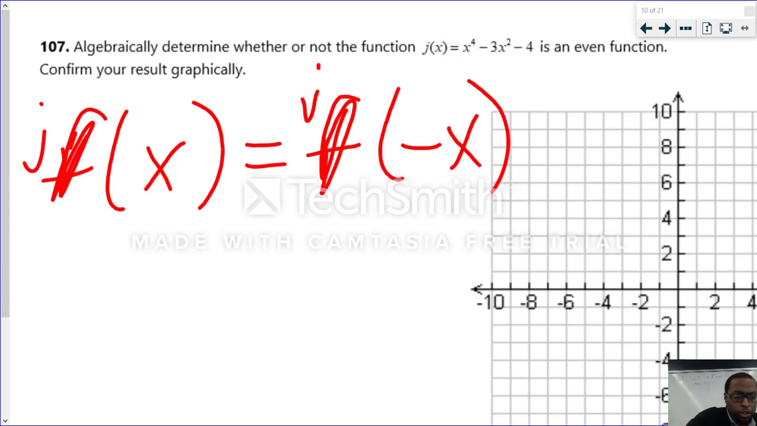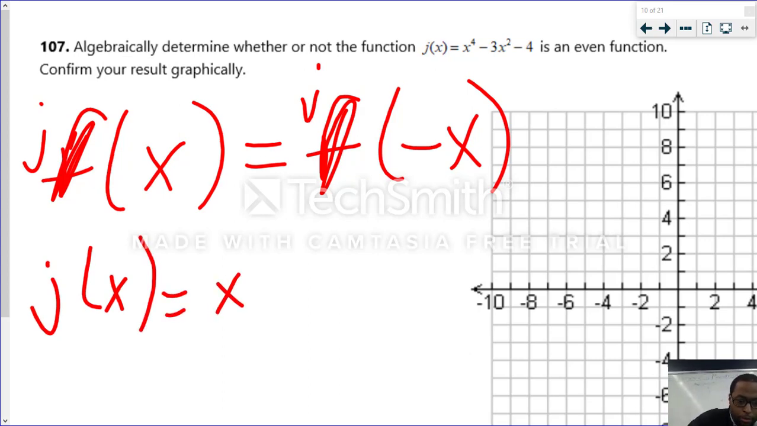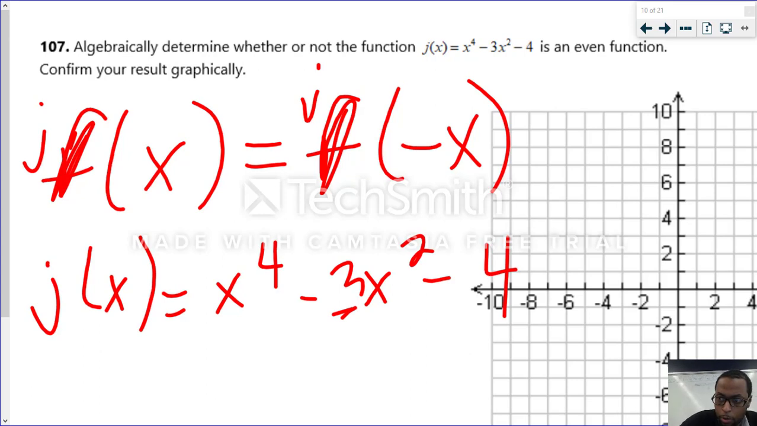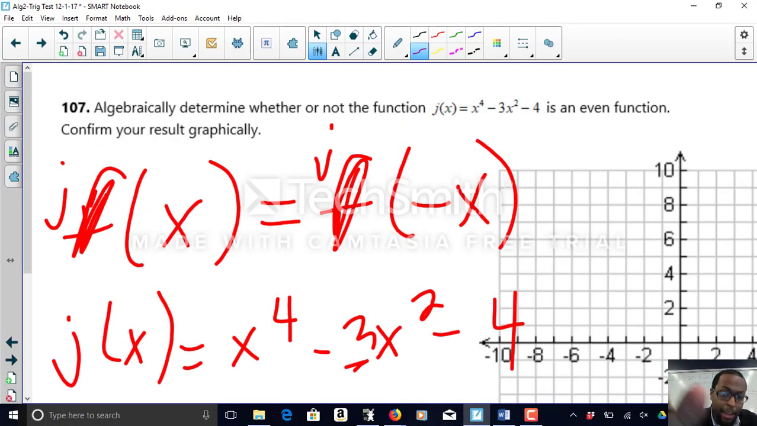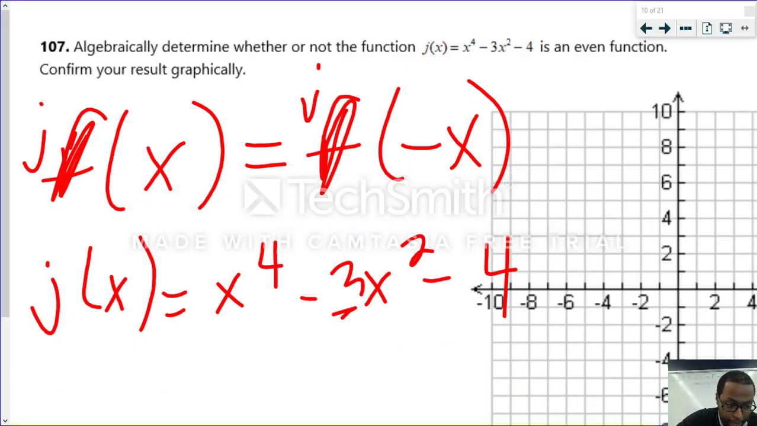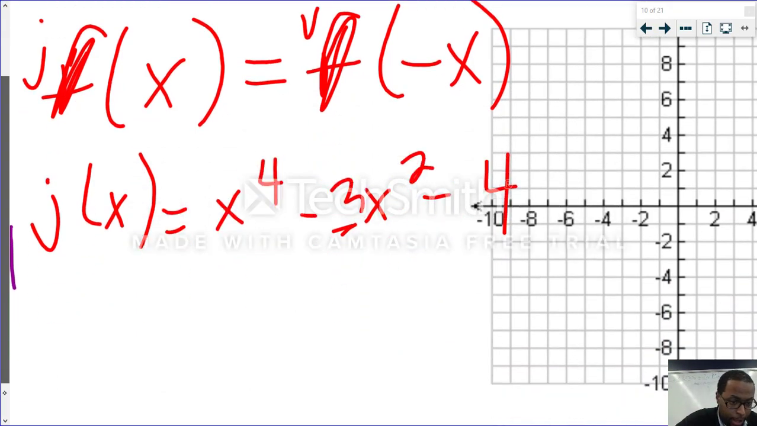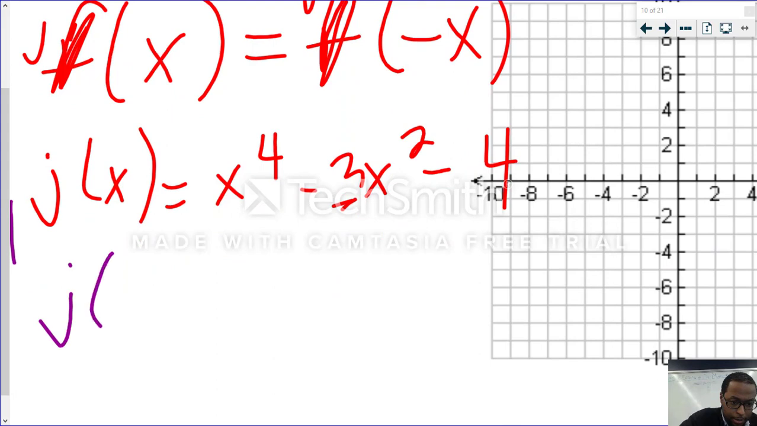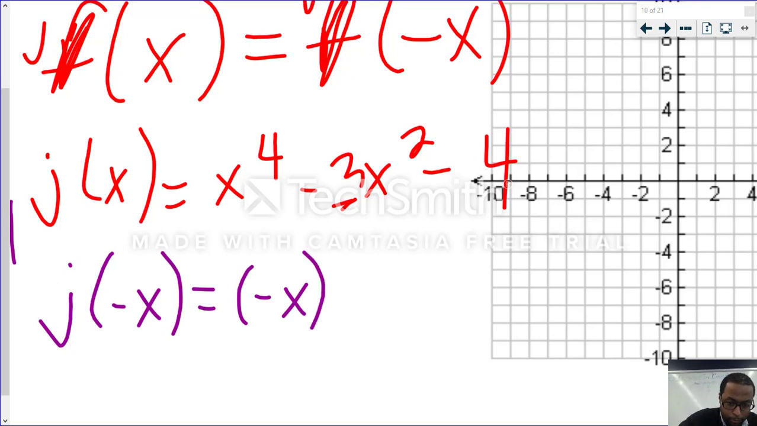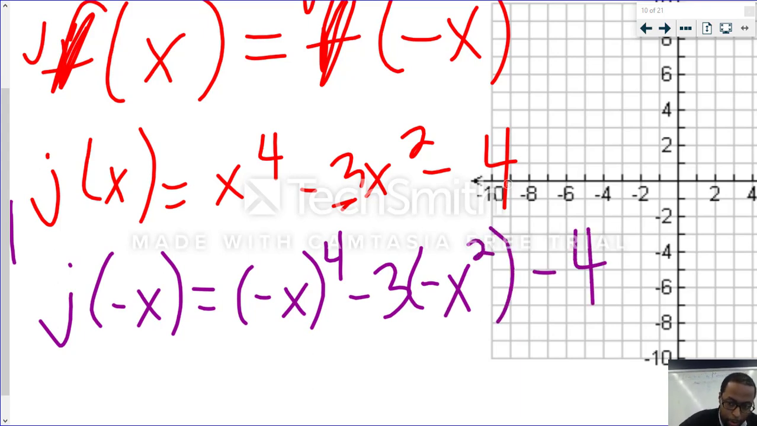So here's what I'm going to do. I'm going to take the function. So j of x equals x to the 4th minus 3x to the 2nd minus 4. I'm going to take that function, and what am I going to do? I'm going to replace all the x's with negative x. So I'm going to replace any x I see. I see an x there, I'm going to put negative x. I see an x here, I'm going to put in parentheses negative x. I see an x there, I'm going to put a negative x.